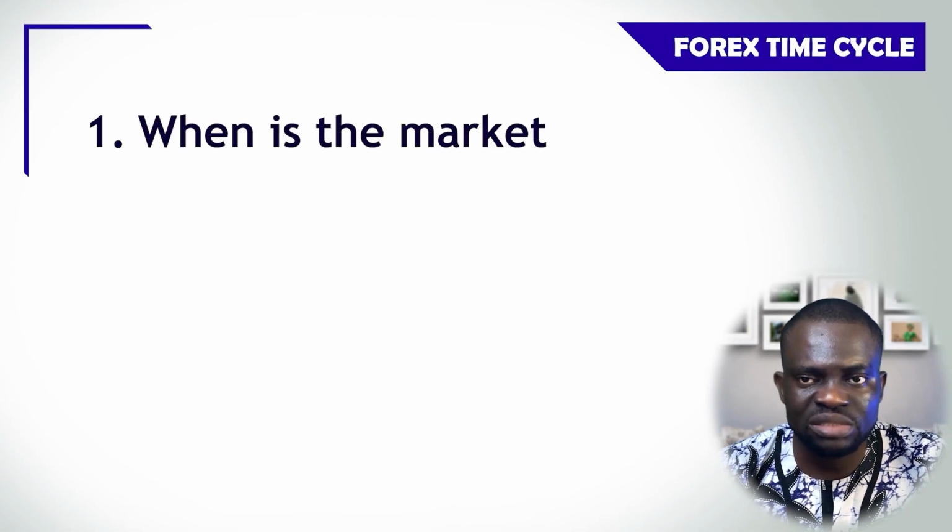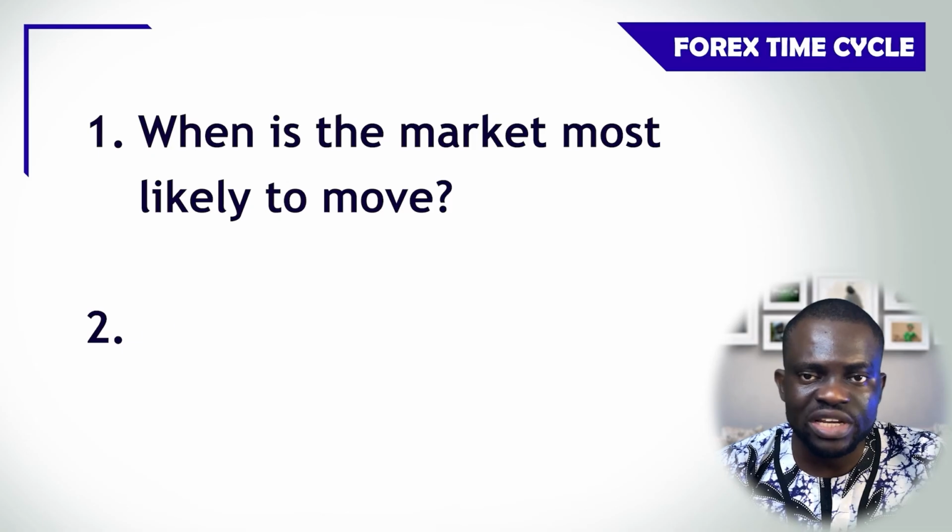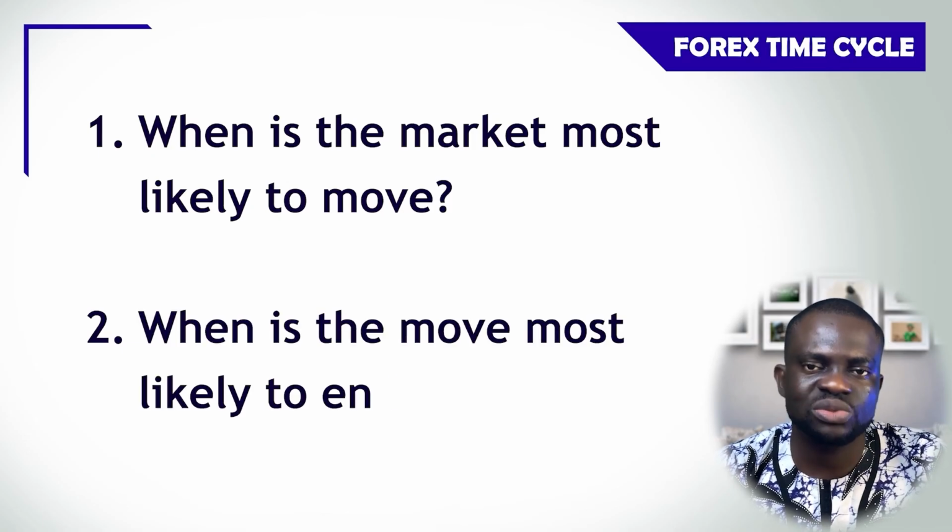Forex time cycle is the repeating timing pattern that governs how price behaves over a specific period. The word specific is very important in the definition because it is what differentiates an informed trader from an uninformed one. The Forex time cycle answers two powerful questions. The first question is, when is the market most likely to move? And the second question is, when is the move most likely to end?